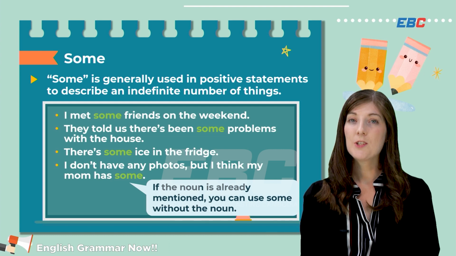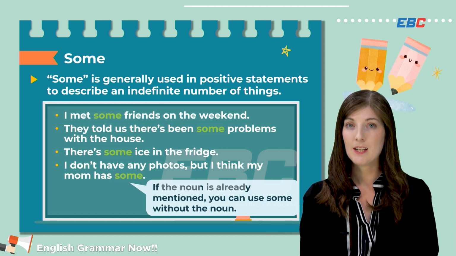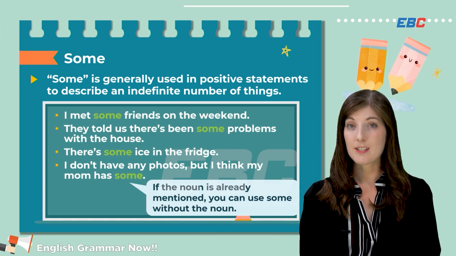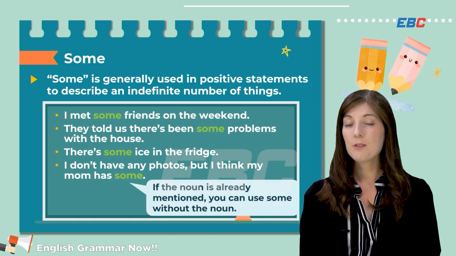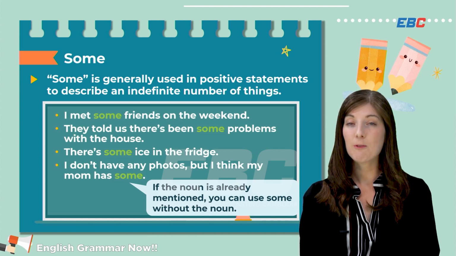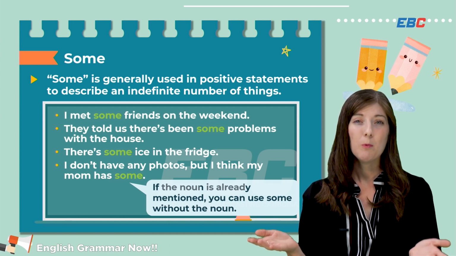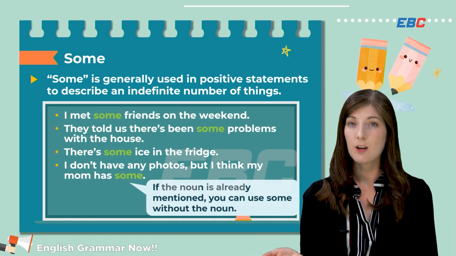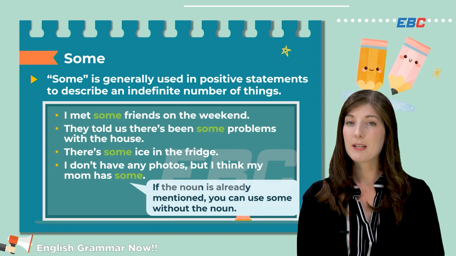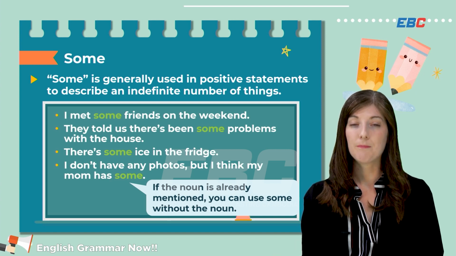Some is generally used in a positive statement. So, in a sentence where there is no not, we use it to describe an indefinite number of things. So, we're using it to talk about a group of things, but we're not saying how many there are. Here's some examples of using some.